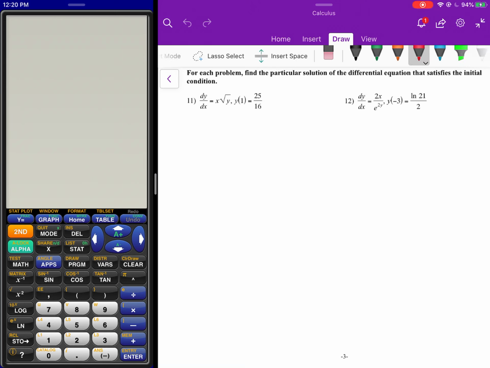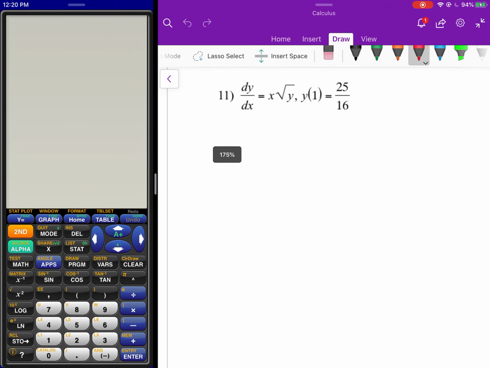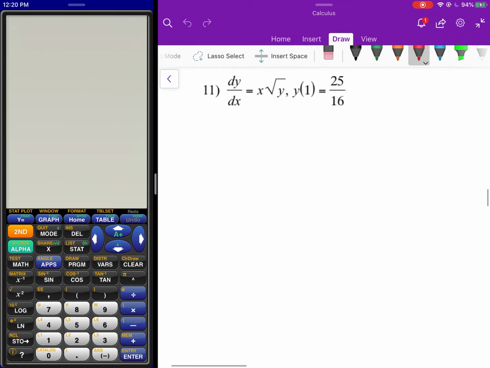All right, for numbers 11 and 12, the directions say for each problem, find the particular solution of the differential equation that satisfies the initial condition. So we'll go ahead and look here at number 11. We want to find the specific one where y of 1 is 25 over 16.